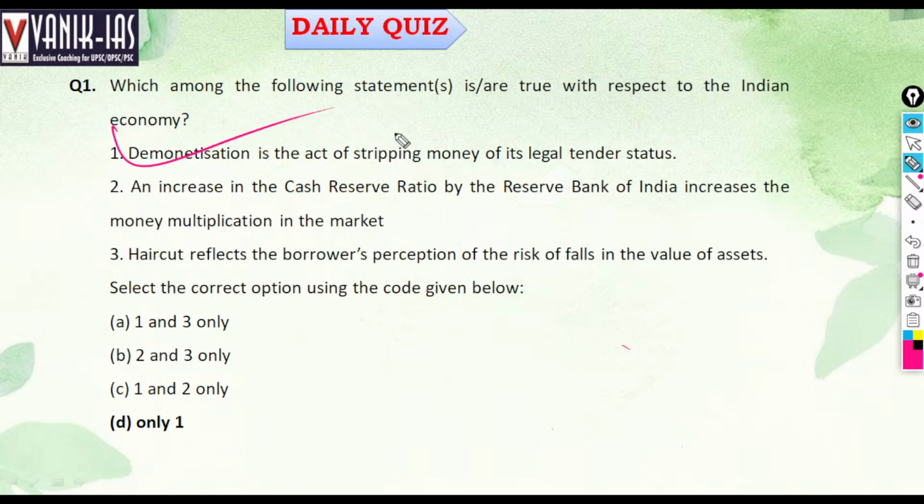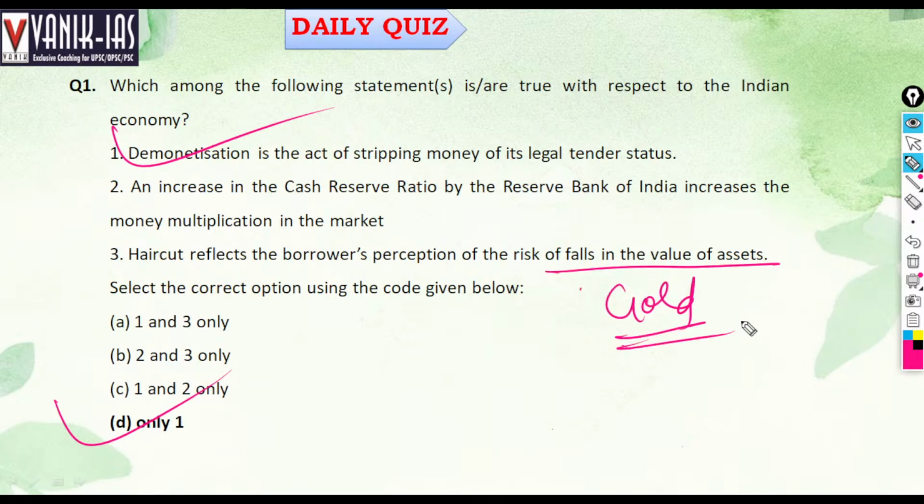Okay. So only one is the answer. Haircut reflects borrower perception of the risk of a fall in the value of assets. No. For example, if a person is purchasing gold, and if he feels the value of assets will fall, then the person will purchase gold. Haircut doesn't reflect that. D1 is the answer.